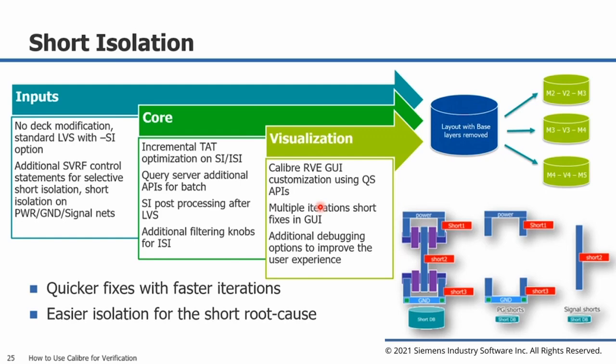It will show you the shortest path, for instance on power-ground shorts and signal shorts. It will show you the shortest path and highlight it, as if you are debugging using DERC. It's a quick fix with fast iteration.